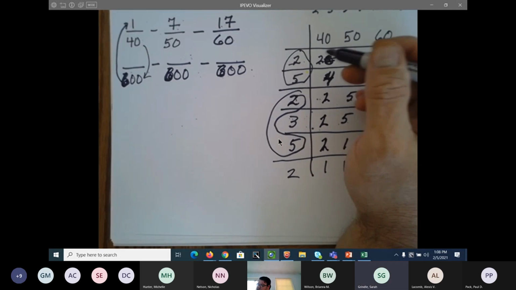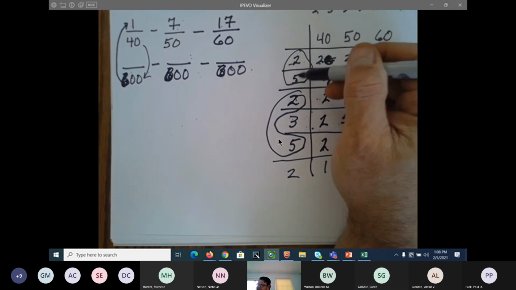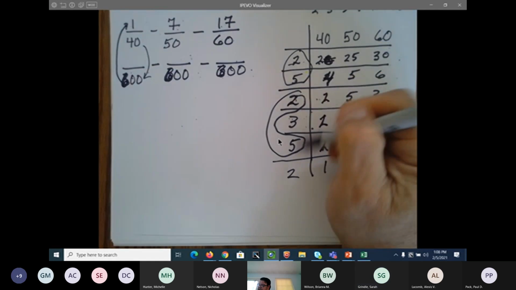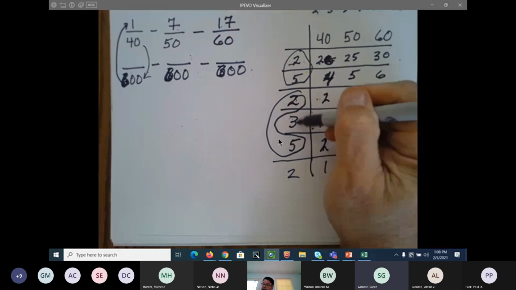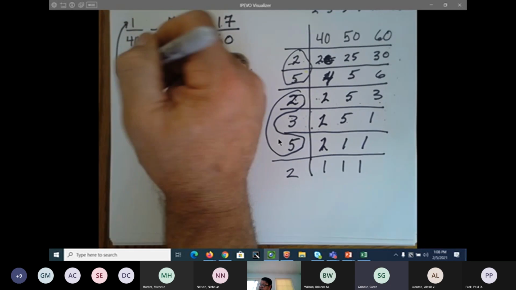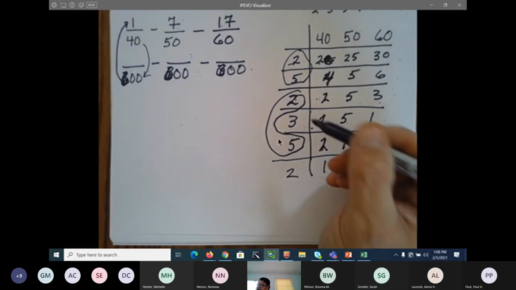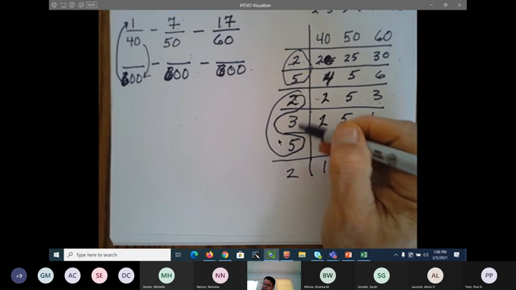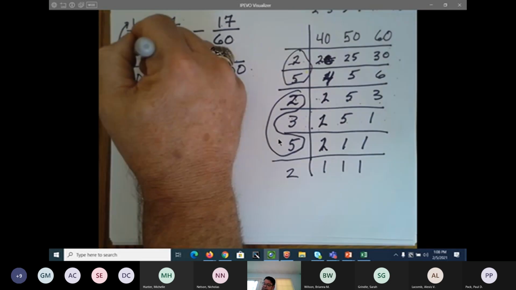All right, so there's 2 times 5, and I need a 4. Well, there's a 4, so 15 times. So 40 will go into 600 15 times. Let me check to make sure. There's 10 times 4, 15. 15 times 1 is 15.